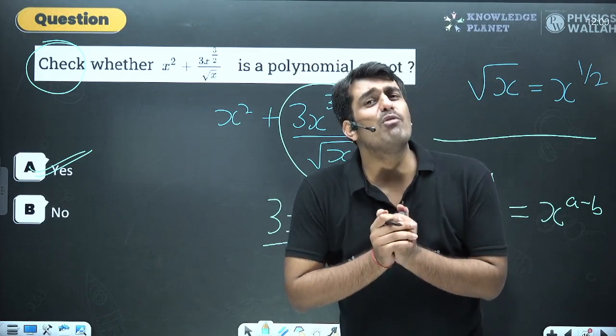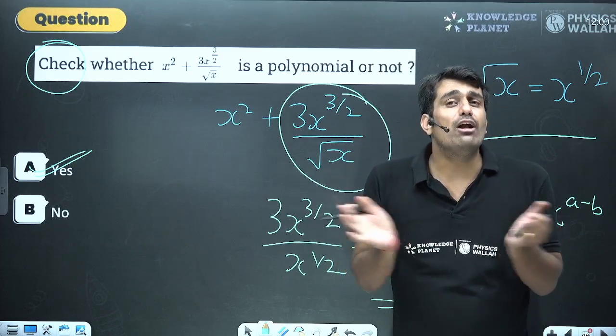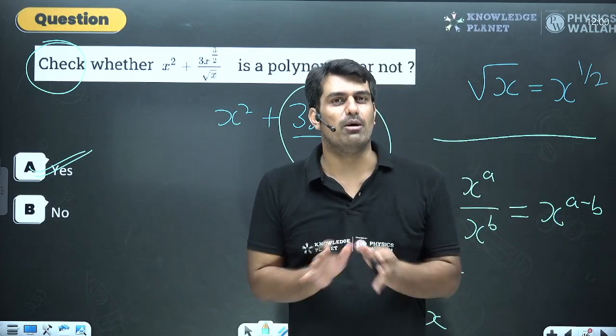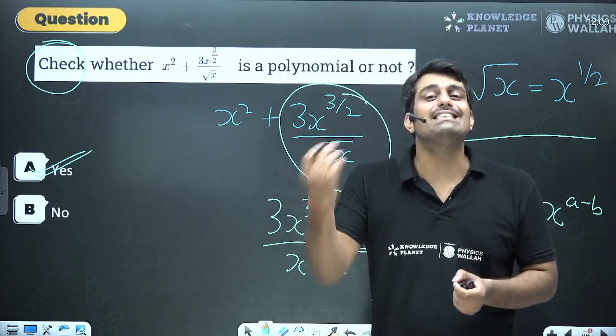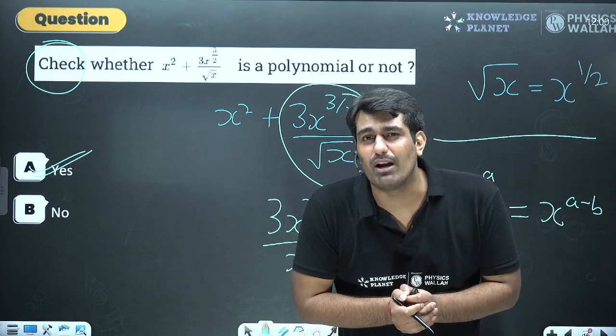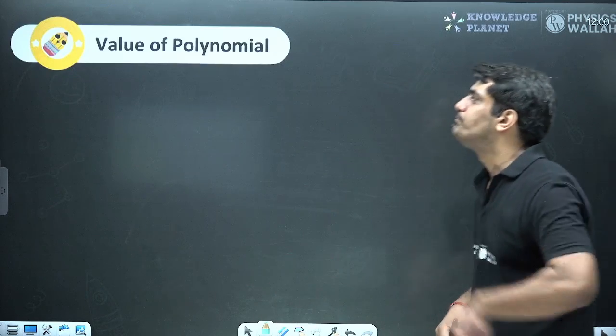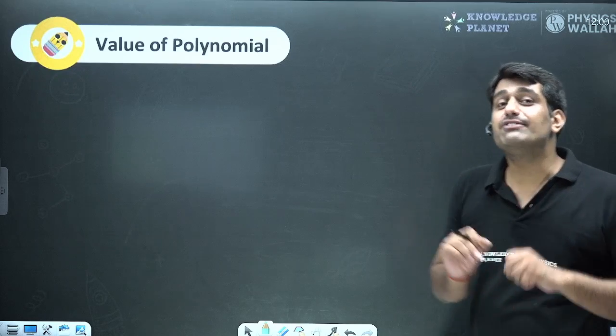So that was all about polynomials. We have spent a lot of time on the foundation of polynomials. Now we'll be quicker with the next concept, which deals with the zeros of a polynomial. Alright, moving on. The first thing over here is the value of a polynomial.